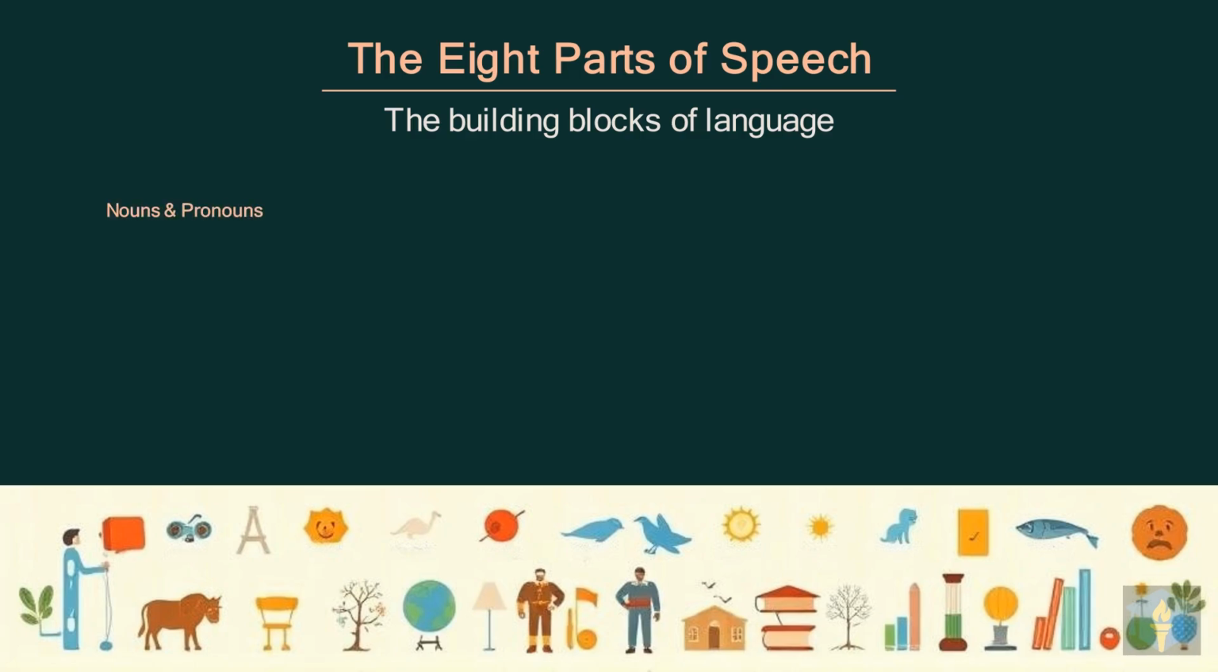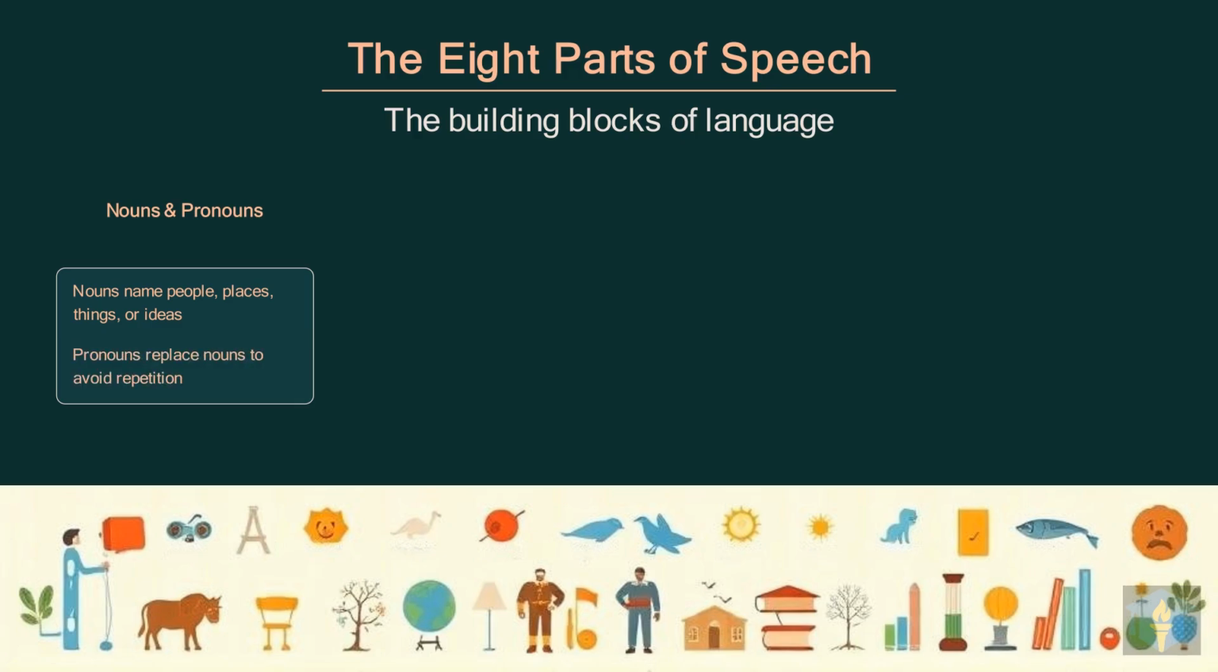First, we have nouns and pronouns, which are crucial for identifying subjects in our sentences. Nouns are words that name people, places, things, or even abstract ideas, giving them identity. Pronouns, on the other hand, replace nouns to prevent repetition, making our sentences flow more smoothly.